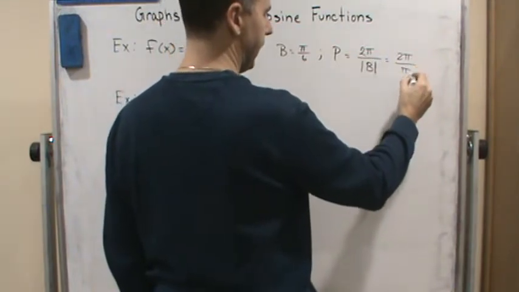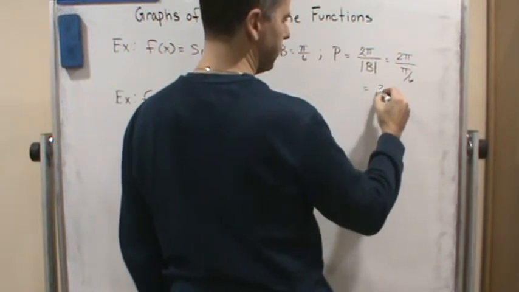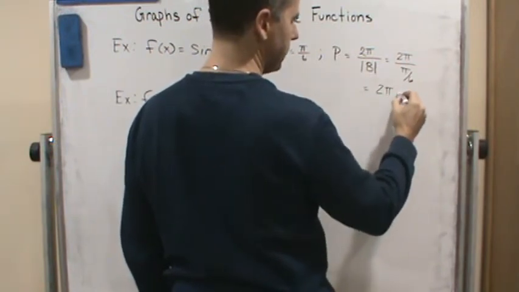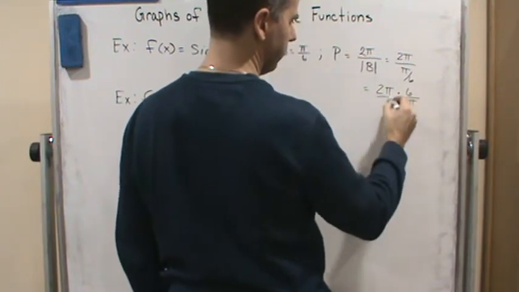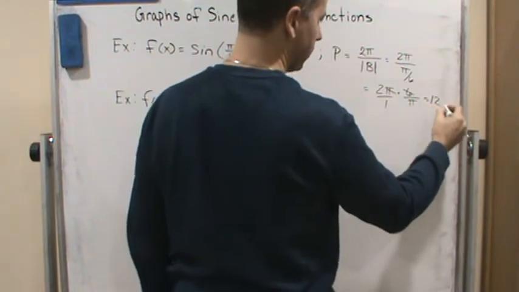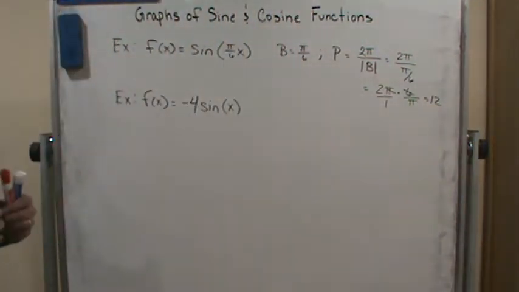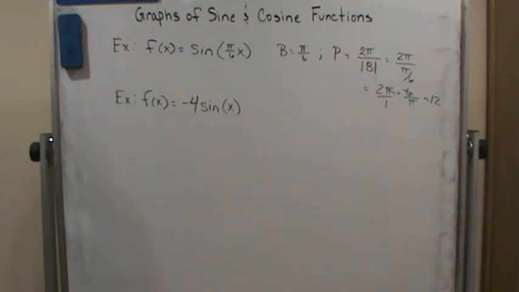So this is going to be pi over 6, which then equals what? It's going to be 2 pi times 6 over pi. And so the pi's are going to cancel, and we get 12. So the period for this sinusoidal function is 12. Okay, and that's it.